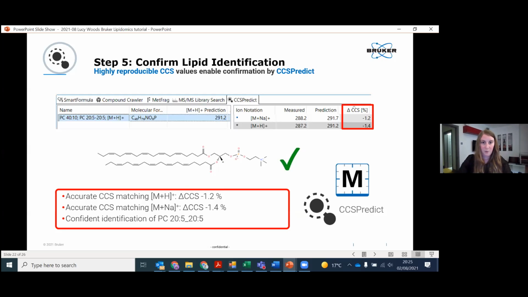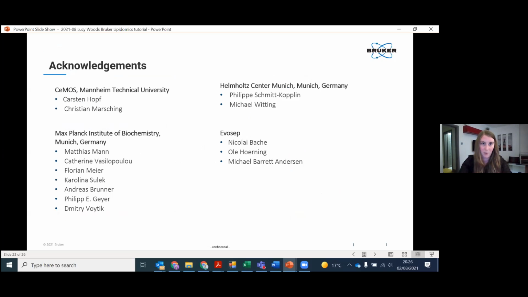In this case, we did this for this PC2525 lipid, and you can see here the CCS deviation that was measured between the sodium and the protonated species. This is typically less than 2%. You can use this to validate that the structure of the lipid species is the correct one, and then investigate the biological relevance of this lipid in more detail by looking at different pathway mapping.